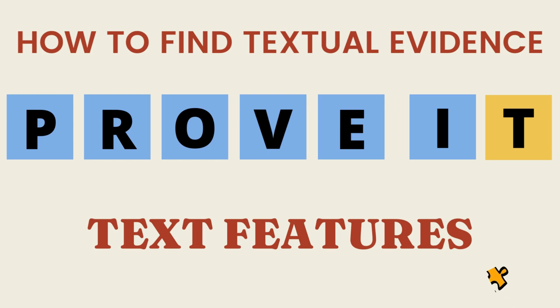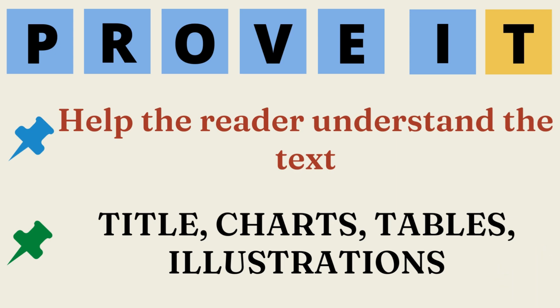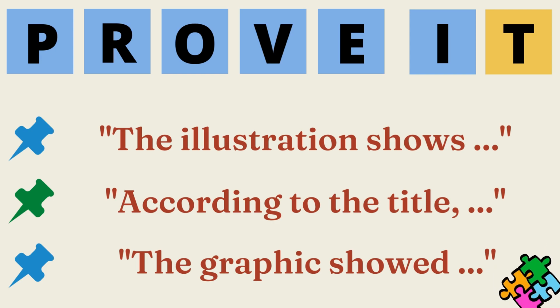Last but not the least are the text features. Do we have the same answer? Text features are very important because they are considered markers of information. This refers to any specific parts or characteristics that stand out from the rest, included by the authors to help the readers understand the text better. The examples of text features are the following: the title of the text, which provides clue or idea on what is the text all about. Charts and tables are also pieces of evidence to support your idea. And illustrations and drawings that will support your claim or your stand. You can make use of the phrases "the illustration shows," "according to the title," and "the graphic showed."